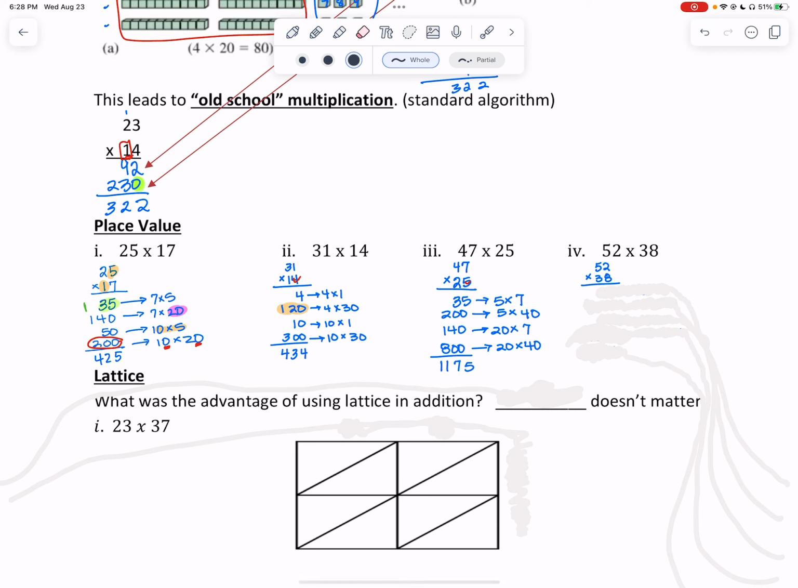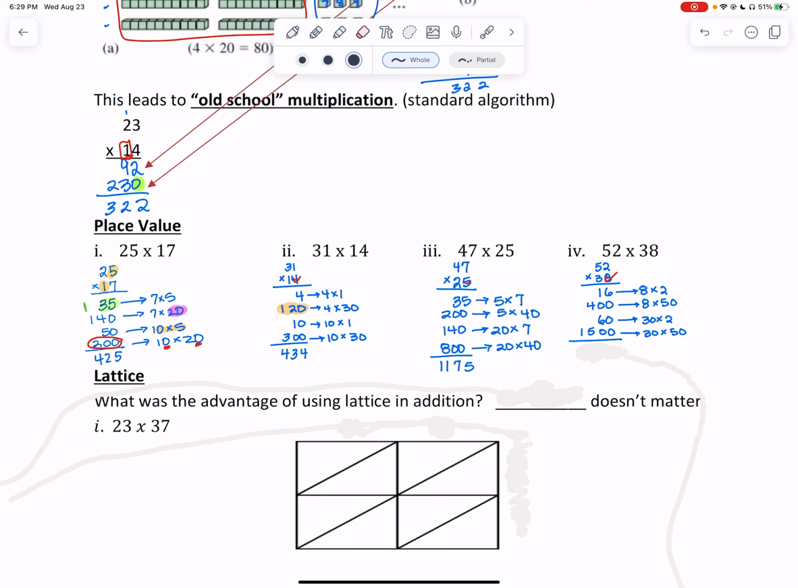42 times 38. So 42, I'm going to start with the 8 because that's what I've decided I'm going to do with you guys. That's totally up to you. But 8 times 2 gives me 16. And then I'll do 8 times 50, right? So that's going to give me 400. So now I'm done with my 1s. So now I'm going to go to my 10s place. So 30 times 2 gives me my 60. And then finally, 30 times 50 gives me 1,500.